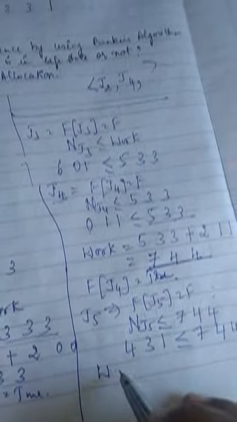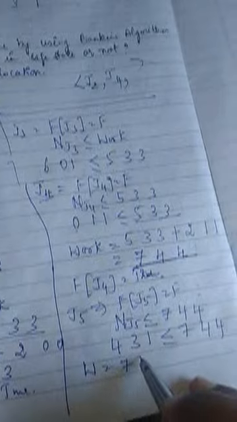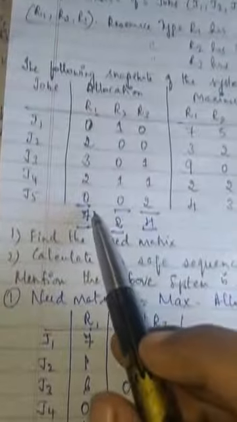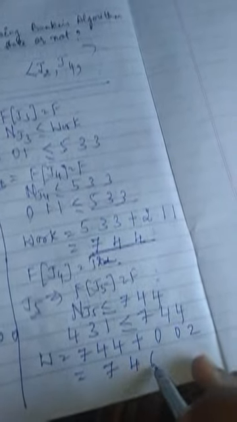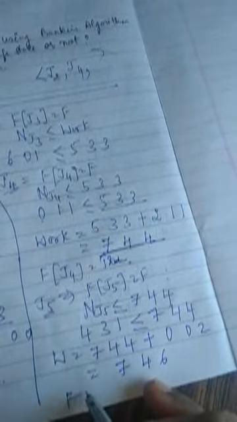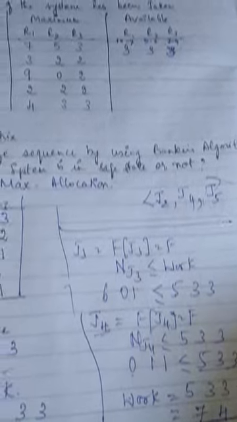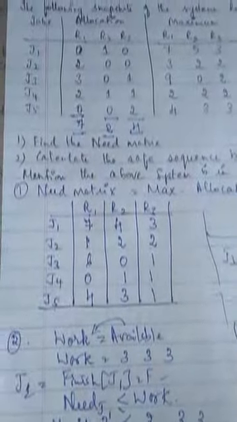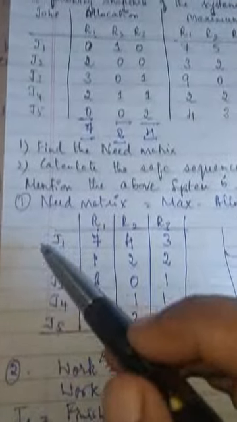That time what you're going to do, work is equal to work, that is 744, plus allocation of J5. Allocation of J5, check the question, that is 002. So the new work you got is 746, and after that you have to make finish of J5 as true. So update here. Next process is J5. So you are done with J2, J4, J5. J5 is the last process, but you still have some process which is not yet completed. So from here again you have to come to the first process.